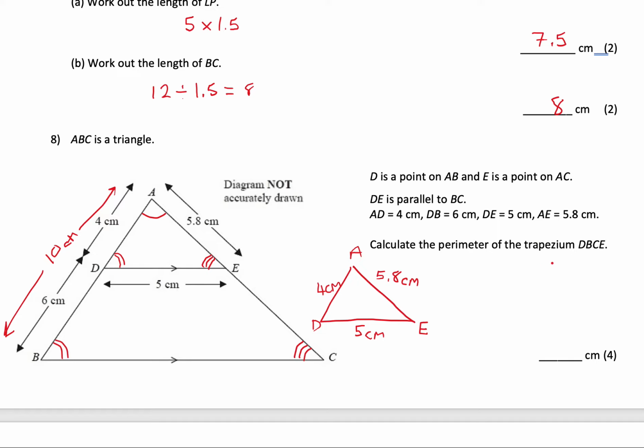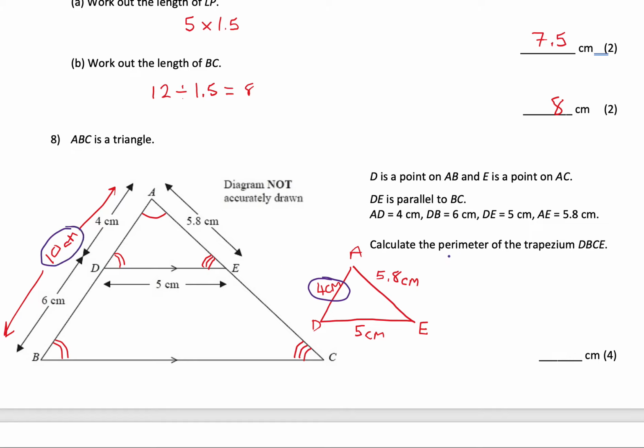Calculate the perimeter of the trapezium DBCE. So DBCE, this medium here. So what do we not know that we need to know? We need to know the length EC and the length BC. Okay, so what we can do is actually use our corresponding lengths again. So we have this length and we have this length, and they correspond.